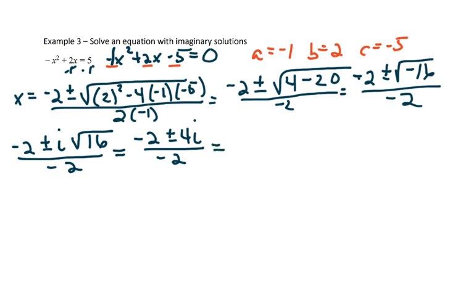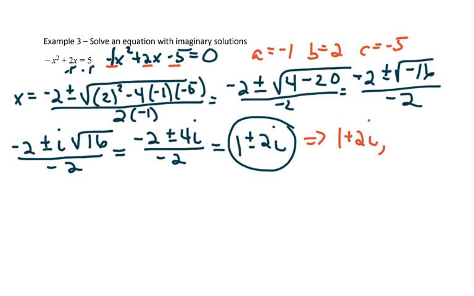And now I can simply just reduce this. I got negative 2 over negative 2, which is 1, and 4 over negative 2, which gives me our plus or minus 2i, because 4 over 2 is 2. And there are our 2 answers. Again, if you want to see those written out, here's what they look like. It's 1 plus 2i, and 1 minus 2i. 2 complex numbers because we've got imaginary numbers involved in the answers. What does this tell us? This tells us that this parabola does not cross the x-axis.